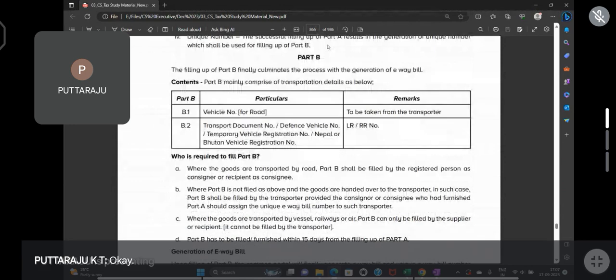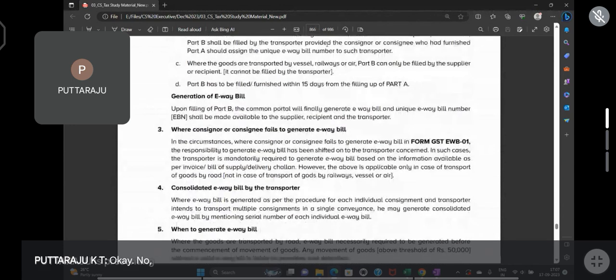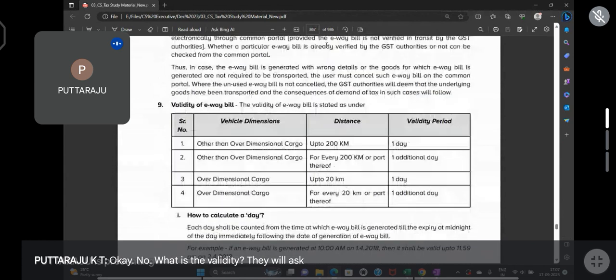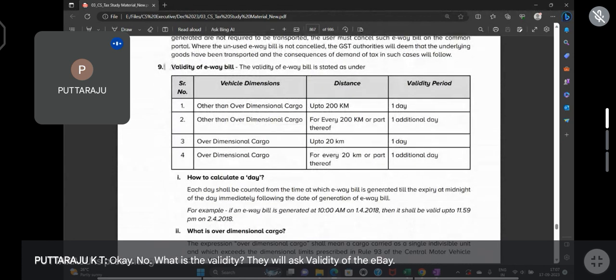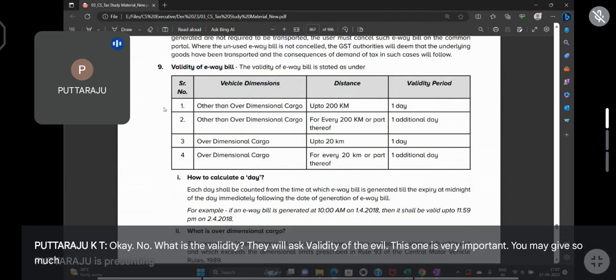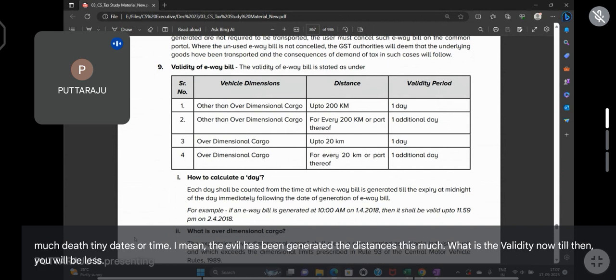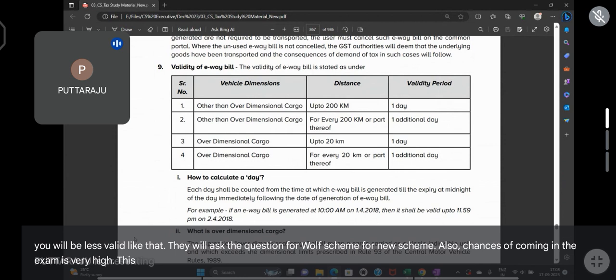Okay. Now, what is the validity? They will ask, validity of the e-way bill. This one is very important. They may give so many dates or times. I mean, the e-way bill has been generated, the distance is this much, what is the validity now? Till when is the e-way bill valid? Like that, they will ask the question for the old scheme. For the new scheme also, chances of coming in the exam is very high. This e-way bill validity.